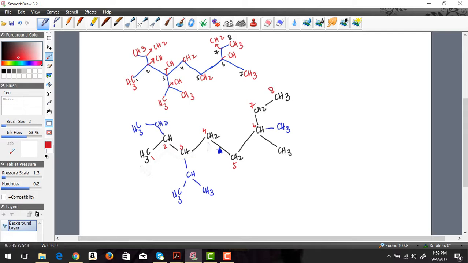This is an isopropyl group. The whole thing is isopropyl, okay? This right here is a methyl. This right here is an ethyl.